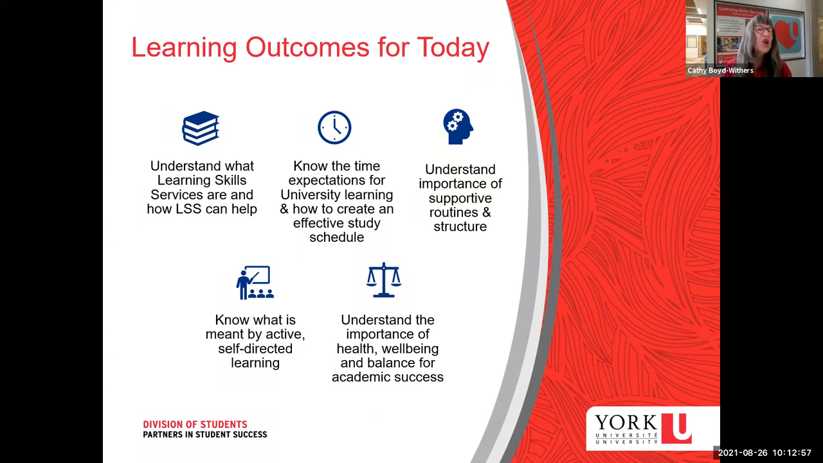Okay, so this is just sort of touching on some of the ways to get you started on the right path. Our learning outcomes: I'm going to start by talking about Learning Skills Services where I work. Then I'm hoping that you'll get an idea of the time expectations for university, because that'll help you create the conditions for your own success. Understanding the importance of having supportive routines and structure around your school life. Understand a little bit of what we mean by active self-directed learning. And always the importance of your health, your well-being, balance, all of that contributes to academic success.